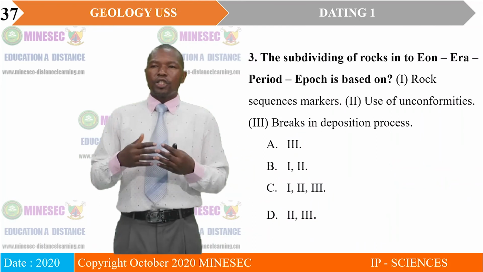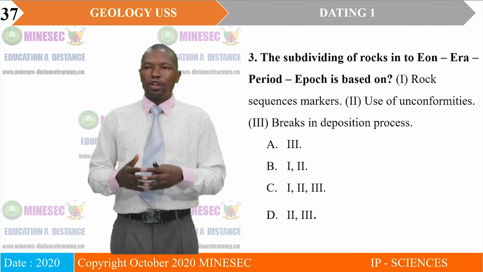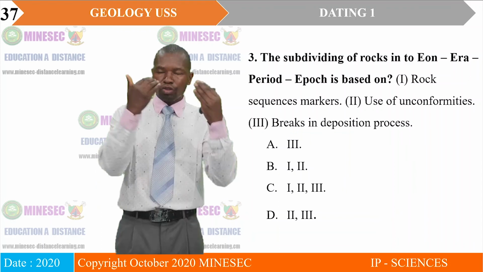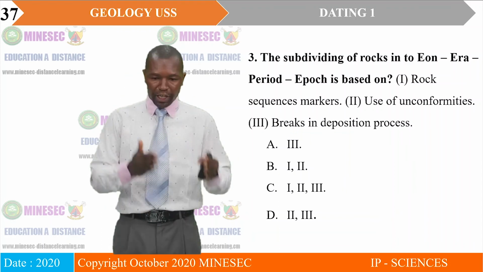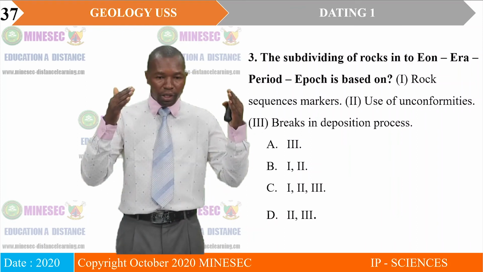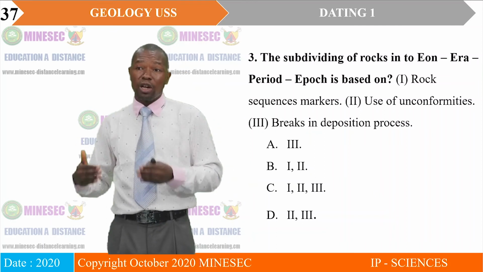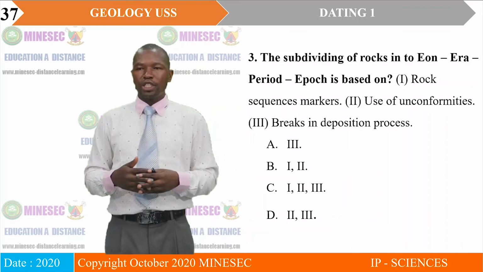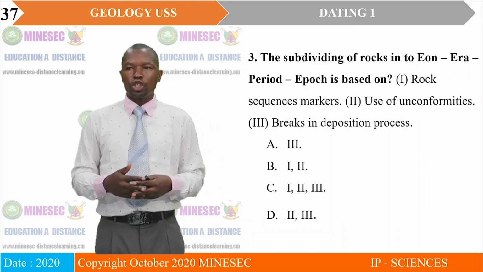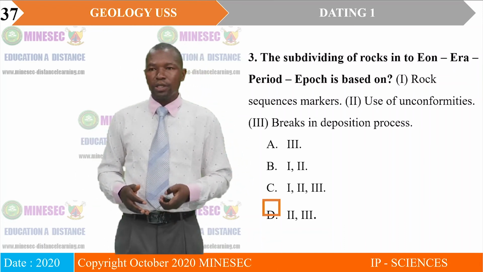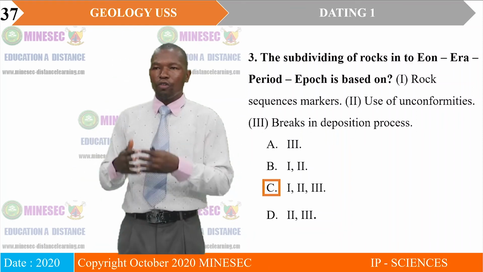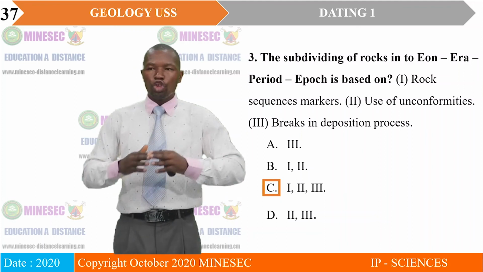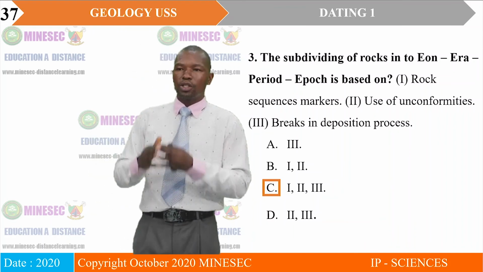Number three, the subdividing of rocks into aeon, era, period, epoch is based on, remember that this question is sending us back to the geologic time scale. Remember that relative and absolute dating should be structured within the geologic time scale frame. One, rock sequence markers. Two, use of unconformities. Three, breaks in deposition process. The correct answer is C, subdivision of rocks into aeon, era, period, epoch is based on sequence markers, use of unconformities, breaks in deposition process.